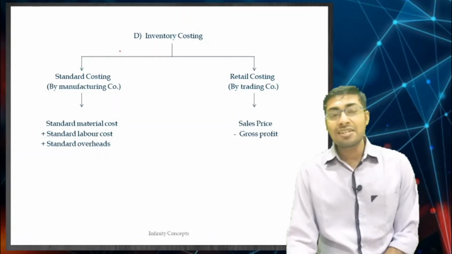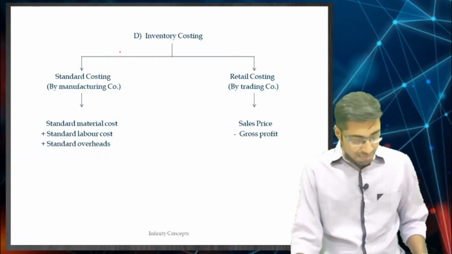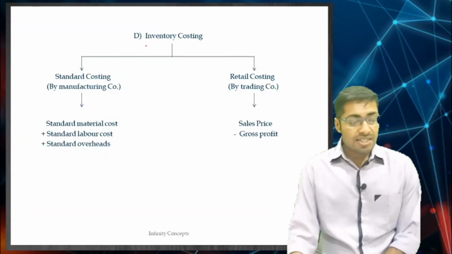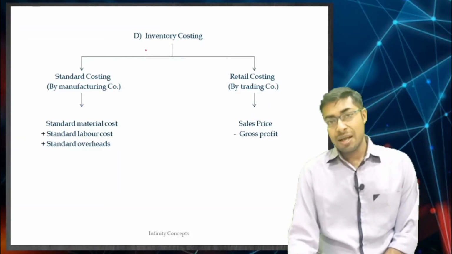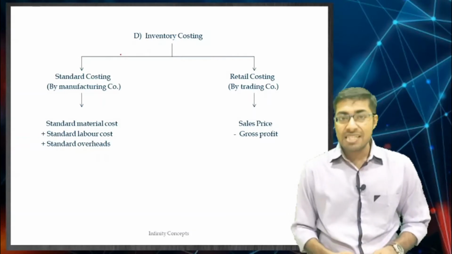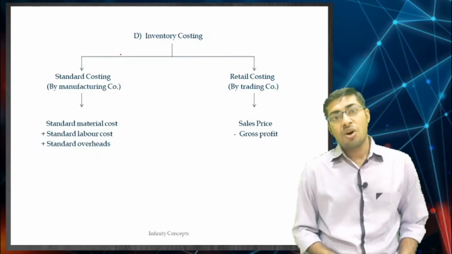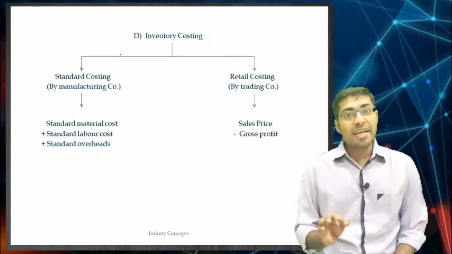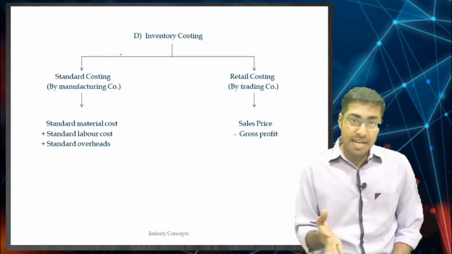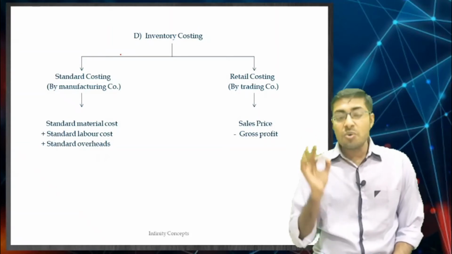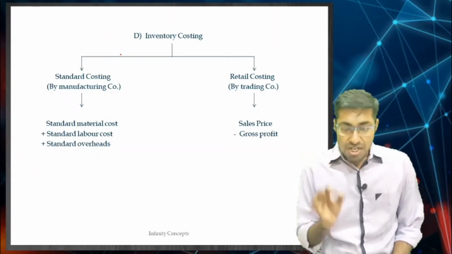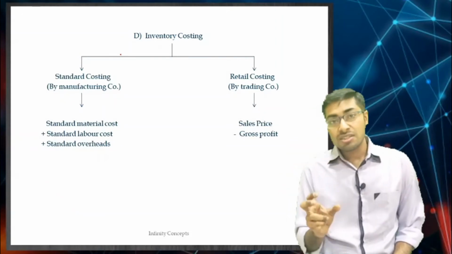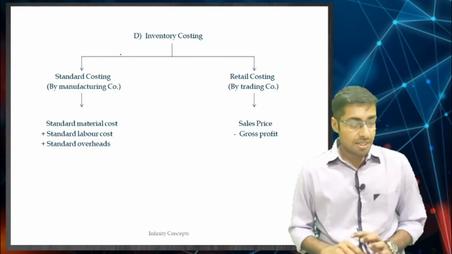Next one is inventory costing. Now let me explain one particular thing. What does inventory costing mean? Inventory costing means calculating the cost of the inventory. The cost is already incurred, but if you want to assign a cost to that particular product, item or goods, what is that cost? That is known as inventory costing.